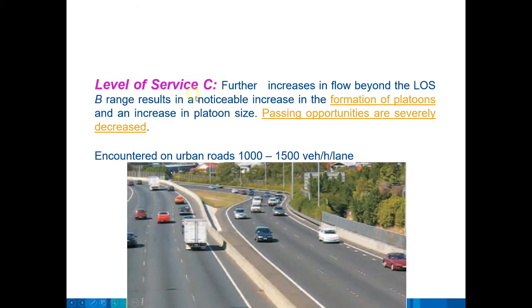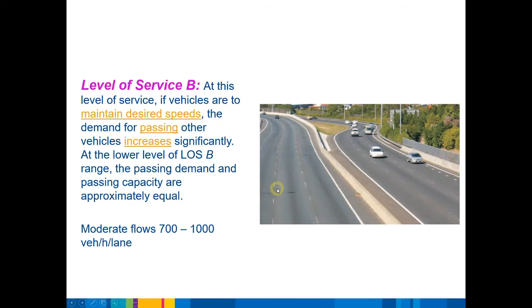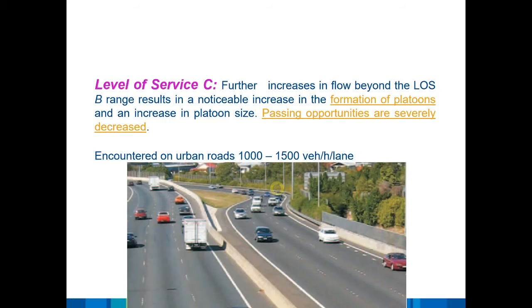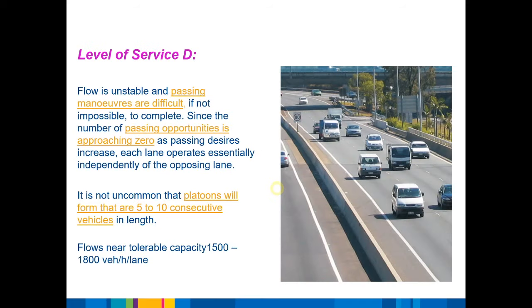Level of service C, if we keep increasing our flows beyond level of service B, now we start to see platoons forming. So we see not only an increase in the number of platoons, but an increase in their size. So there's 4 here, there's another probably 4 or 5 there. It's hard to tell from the resolution of the image, but we're starting to see a larger number. The ability to pass is being decreased. If you were this blue car here and you wanted to speed up and get past the cars in front, you have a significantly harder time than you did in the previous case. So it's getting a little bit lower quality.